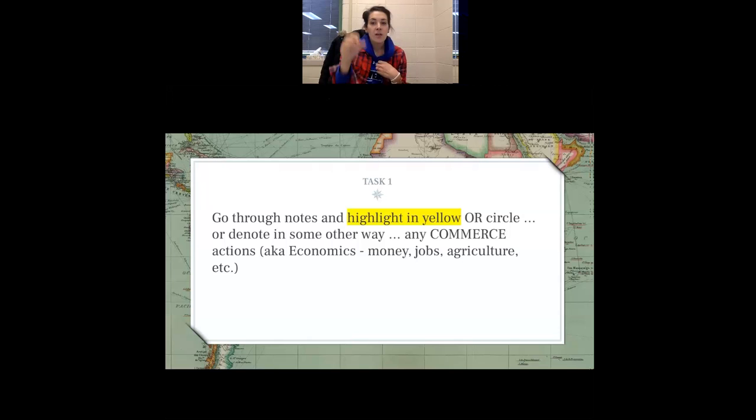B through G, you are going to be giving me one commerce action that you see in your notes. I'll give you a solid hint: 15.2 is literally all about commerce. I'm putting a timer on right now. 2 minutes. Ready, set, go.